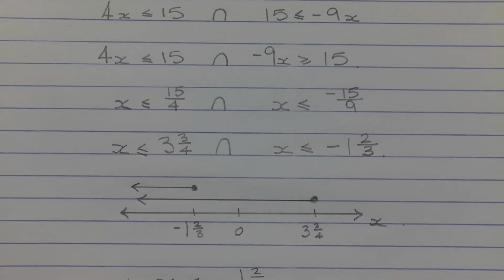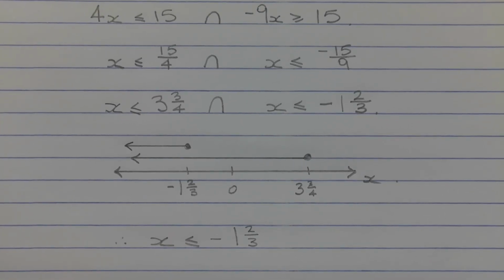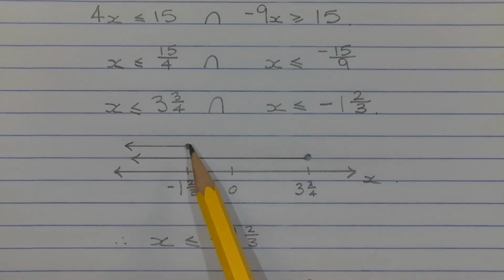Now graphing the solution on a number line, we get this diagram here. So we have x less than or equal to 3 3/4. Notice the solid circle here and the arrow pointing to the left. And we have x less than or equal to negative 1 2/3. Again, with a solid circle with the arrow pointing to the left. Now it's a solid circle because it's less than or equal to, not just less than.